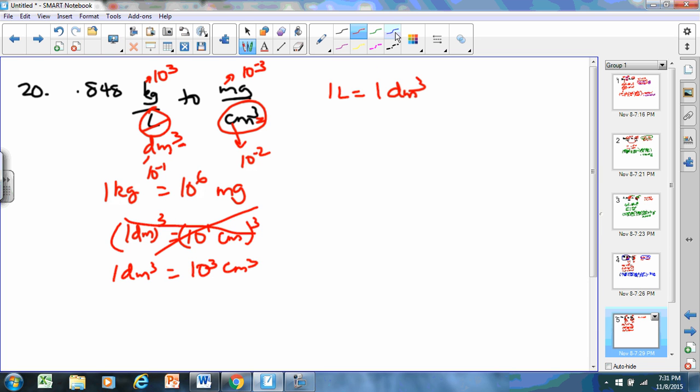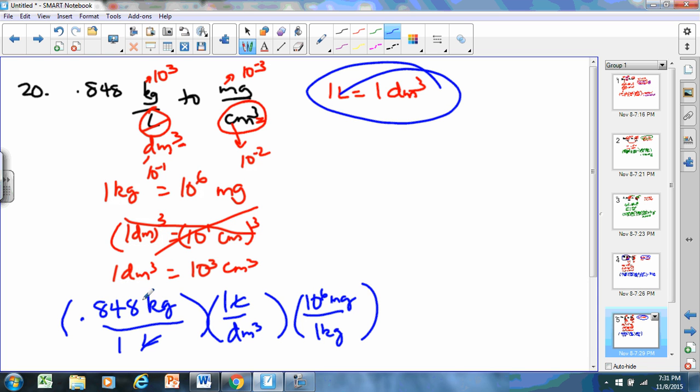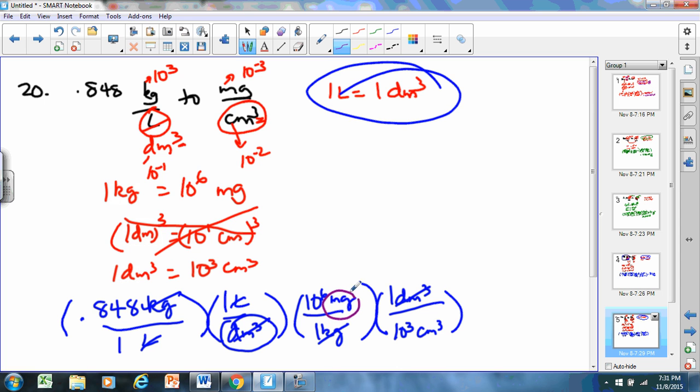And so when we go to write the original problem, which is 0.848 kilograms per liter, the first thing we have to do is use this. 1 liter is 1 cubic decimeter. And then kilograms is on the top, so 1 kilogram goes down, 10 to the 6 milligrams goes up, and then cubic decimeters on the bottom, so 1 cubic decimeter goes up, and 10 to the third cubic centimeters goes down. And so we end up with milligrams over cubic centimeters, which is what we're trying to get.